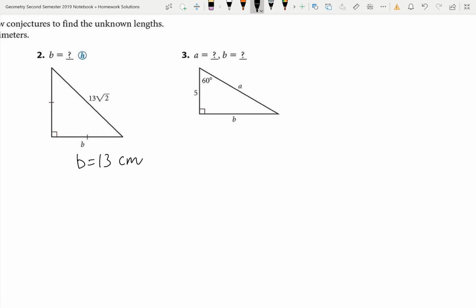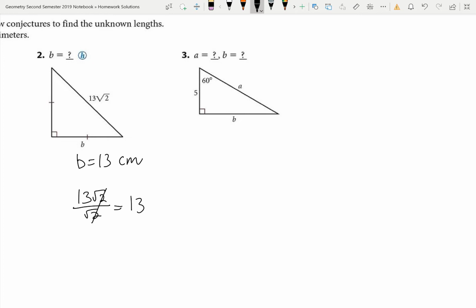We can find this by dividing the hypotenuse by the square root of 2, right? So if we're going backwards, we can take this and we're just dividing it by the square root of 2, and that's going to be equal to 13. So that's how we got that.